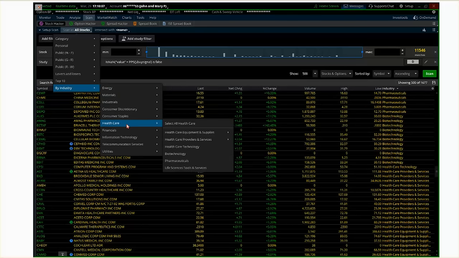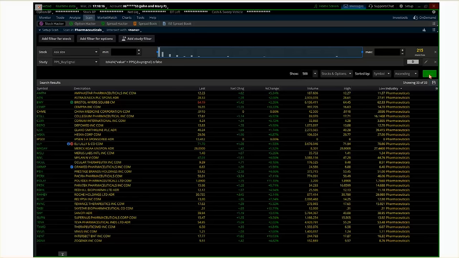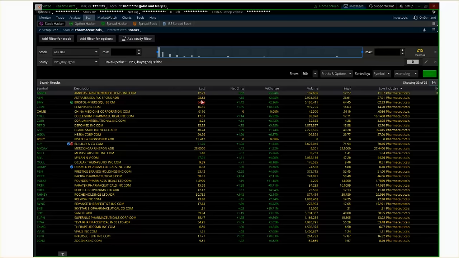I'm looking for drug stocks, healthcare, all healthcare, or do I want to go with pharmaceuticals? Let's test the waters. What do you say? We go pharmaceutical, hit scan. Here are the pharmaceutical names. Here's the percent change today. Here's the last trade price.